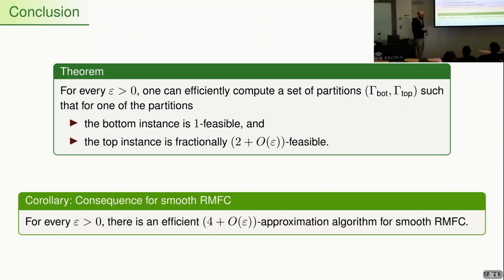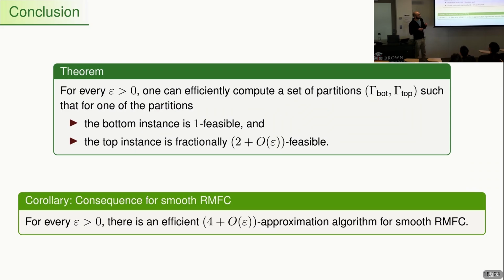So what does it mean? On the top instance, we have a fractional 2-feasible solution, and we have an integrality gap of 2. So twice we lose a factor of 2, which would give us roughly a 4-approximation for smooth RMFC. This is already a little bit better than prior work, but it's kind of streamlining and smoothing the analysis of where they lose a little bit. Essentially this was already known.